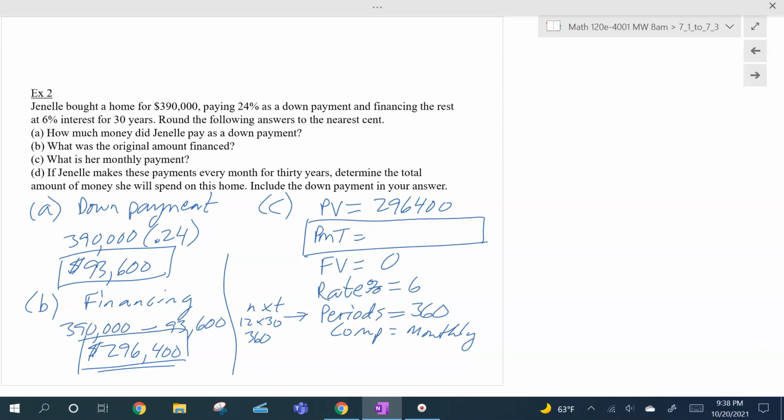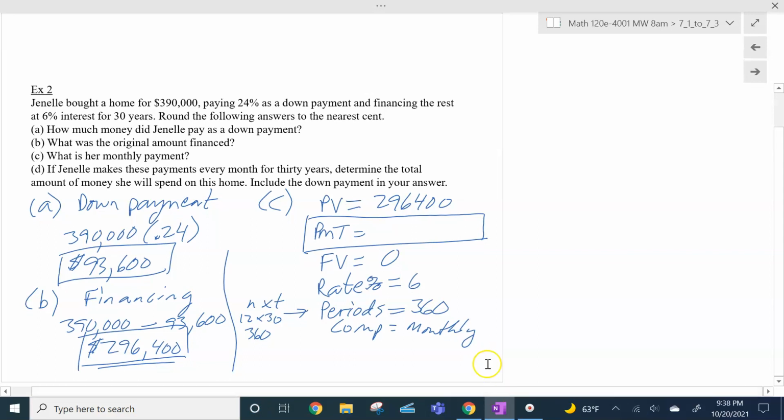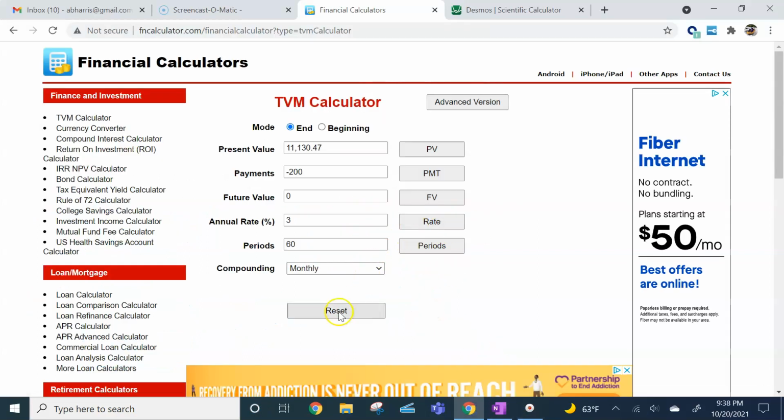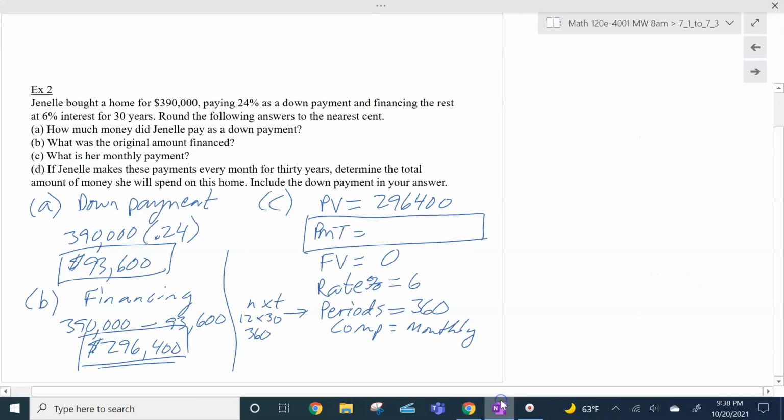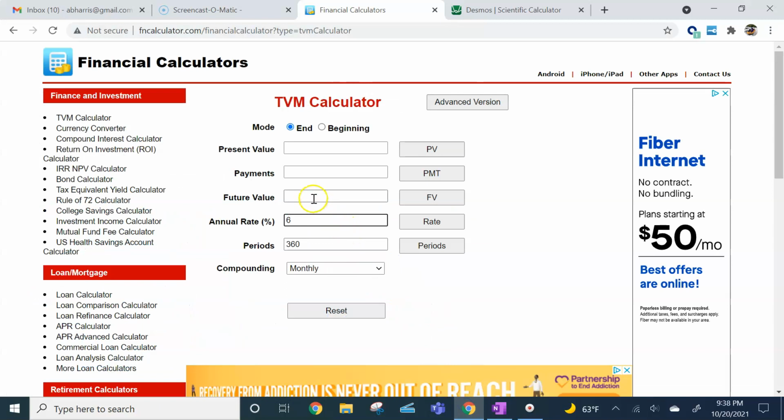And then we're going to click that payment. Okay. So let's go to our financial calculator here. Let's reset this thing and make sure I'm on monthly. This is for 30 years, 12 times a year, 12 times 30. Her interest rate was 6%. She's financing $296,400 in house. I'm trying to figure out the payment. The future value of the loan will be 0 after I make all 360 payments. So what would the payment be? Click on that payment.